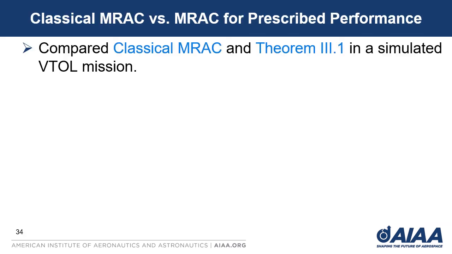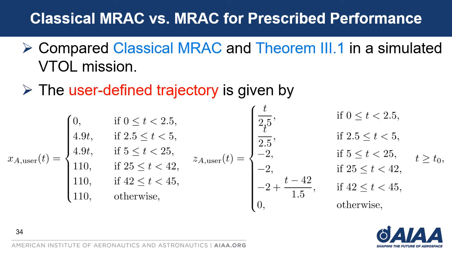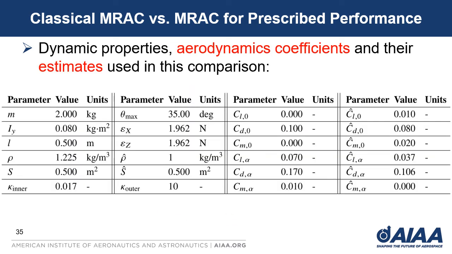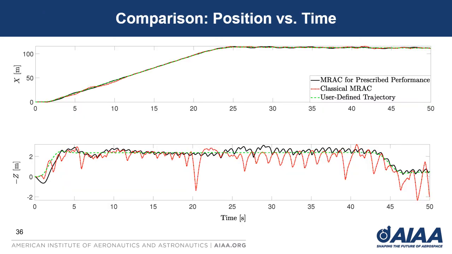In this section, we compare the classical MRAC controller in theorem 3.1 in a simulated VTOL mission, where the user-defined trajectory is given as shown here. This is a table of parameters used in our simulation. The third column are the actual aerodynamic coefficients, and the fourth column are the estimated aerodynamic coefficients.